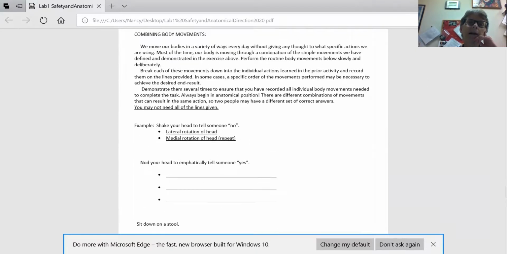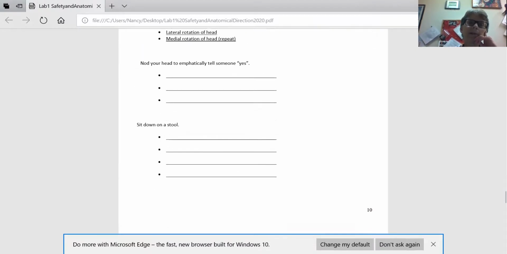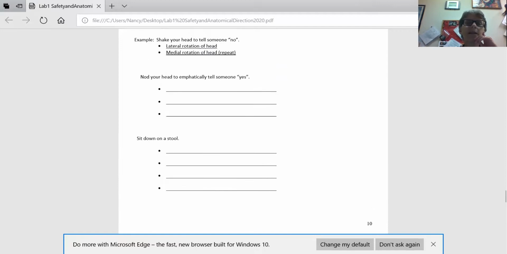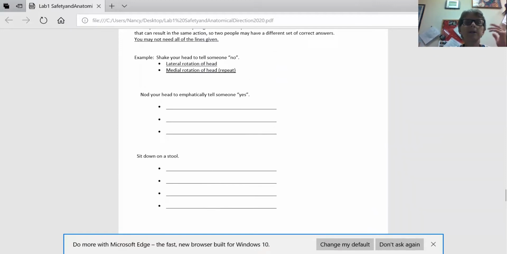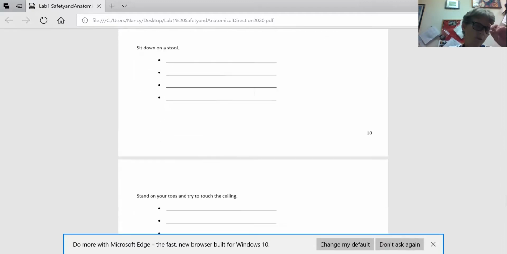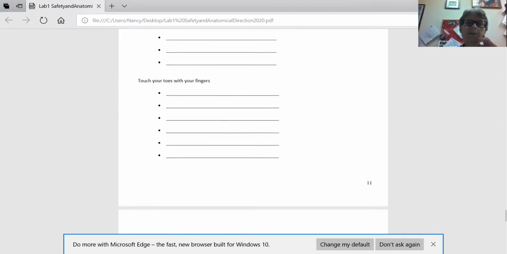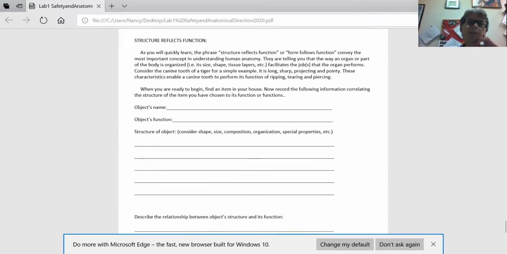And then combining body movements. So for example, if you're going to say no, you are going to rotate your head laterally and then rotate your head medially, right? No, no. Or if you want to tell somebody yes, you would flex and extend, right? So you're going to go through and you're going to fill in those for the different movements. Just take your time and think about them.